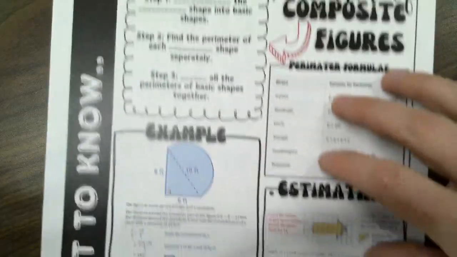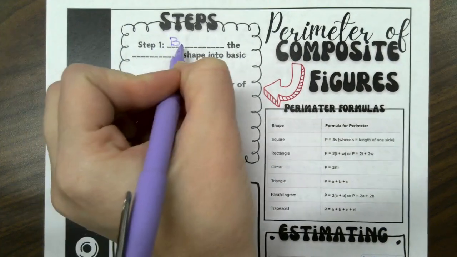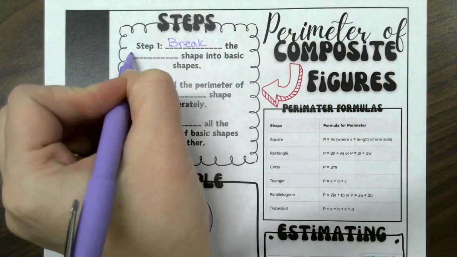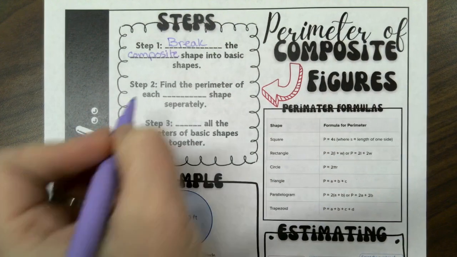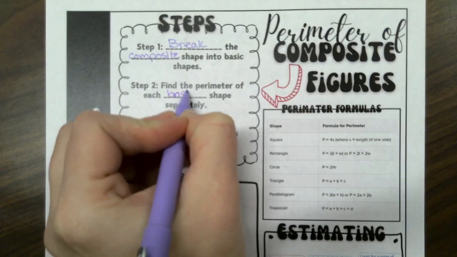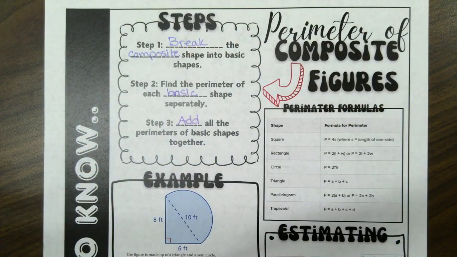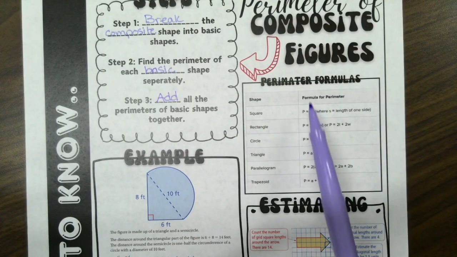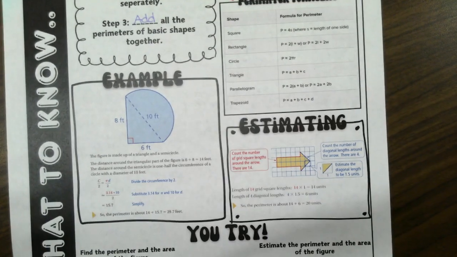Okay, so let's turn to the other side. This is perimeter of composite figures. So again, steps are going to be very much the same. You are going to break the composite shape into basic shapes. Then you're going to find the perimeter of each basic shape separately. After that, you will add all of the perimeters of the basic shapes together. So I put some formulas over here on this side for you: square, rectangle, circle, triangle, parallelogram, trapezoid. Some of these you won't need, but just to give you some formulas over there on the side in case you find a need for them.